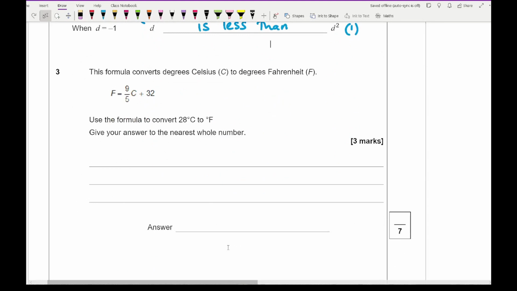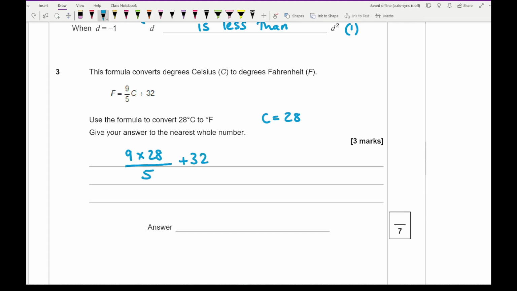Moving on to question 3, it says the formula converts degrees Celsius into degrees Fahrenheit. And we've got the formula. It says use the formula to convert 28 degrees centigrade into degrees Fahrenheit. Give your answer to the nearest whole number. So for this, all we need to do is substitute the numbers in. So here we know that C equals 28. So then substituting that, we get 9 times 28 divided by 5 plus 32.